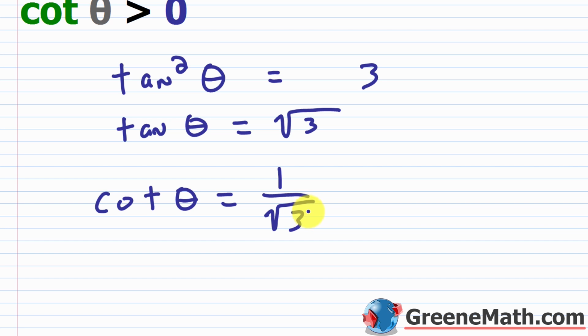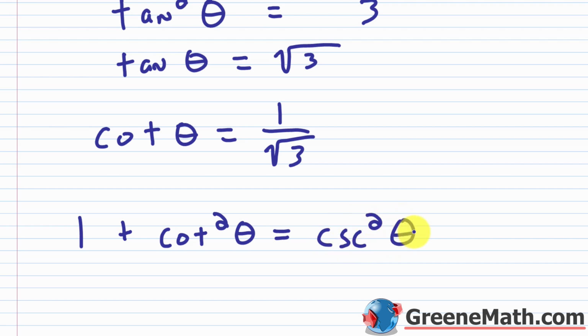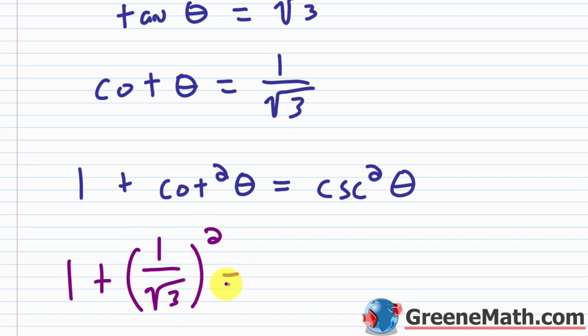So what I'm going to do now is plug this in for our Pythagorean identity where it says 1 plus our cotangent squared theta is equal to cosecant squared theta. Remember, the cosecant of theta and the sine of theta are reciprocals. So I can plug in here, find out what this is, flip it, and I'll have sine of theta. So let's go through and plug in. We'll have 1 plus 1 over square root of 3, squared, and this equals my cosecant squared theta.